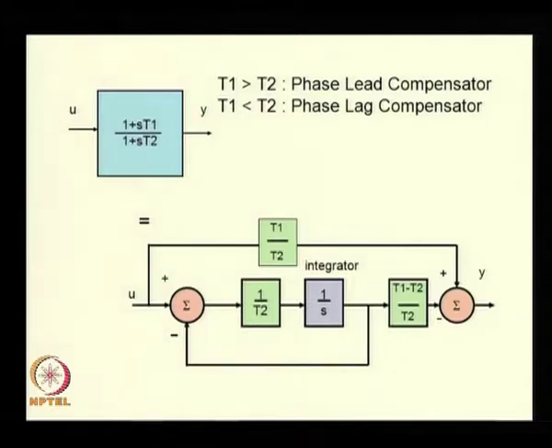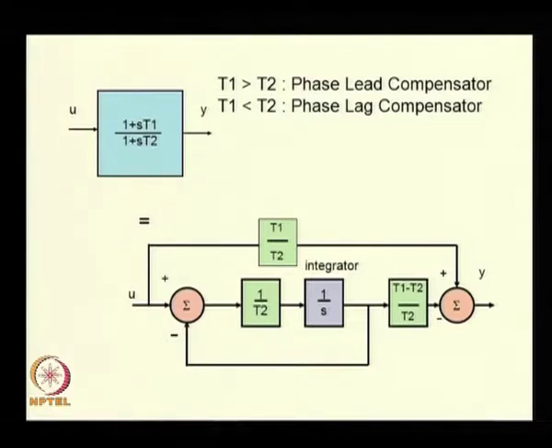This is another transfer function which you will encounter very often in practice. In fact, if T1 is greater than T2, that is, the numerator time constant is greater than the denominator time constant, then it is known as a phase lead compensator. If you give an input u which is a sinusoid, then in steady state y, which is also a sinusoid, will lead the input u. That is if T1 is greater than T2.